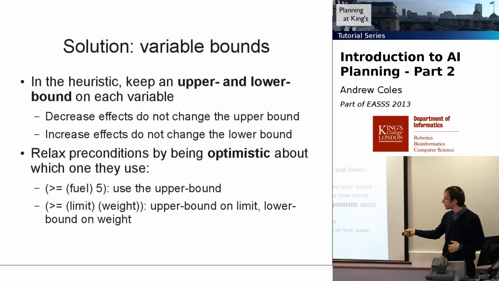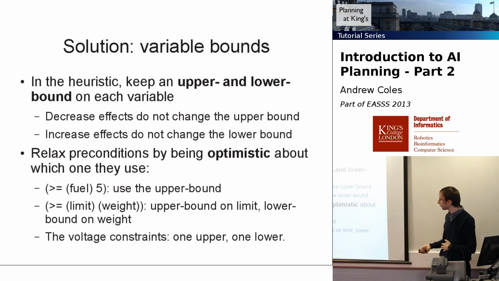If we want to have, for instance, that the weight limit on the bridge is greater than or equal to the weight of the truck, then we can try and make that true optimistically by taking the upper bound on the weight limit on the bridge and the lower bound of the weight of the truck. If we take those two, essentially, the thing on the left you want to be big, the thing on the right you want to be small, that's going to make it more likely that your greater than or equals to precondition is true. And for the voltage constraints, well, one of them you would use the upper bound for. So if we're trying to get the voltage greater than or equal to 0.95, we would use the upper bound. If we're trying to get the voltage less than 1.05, we'd use the lower bound. So even within the same action, you can use both the upper and the lower bound. That's how optimistic it is.